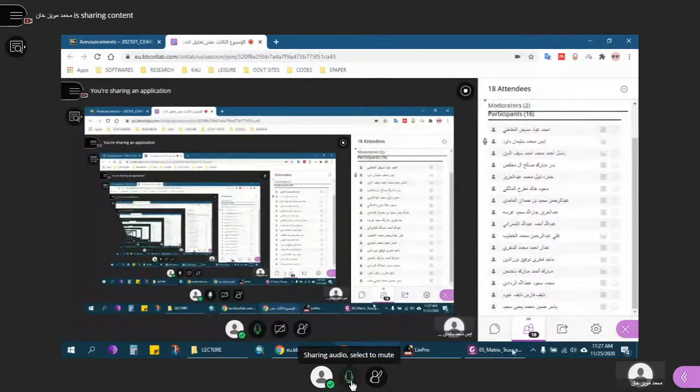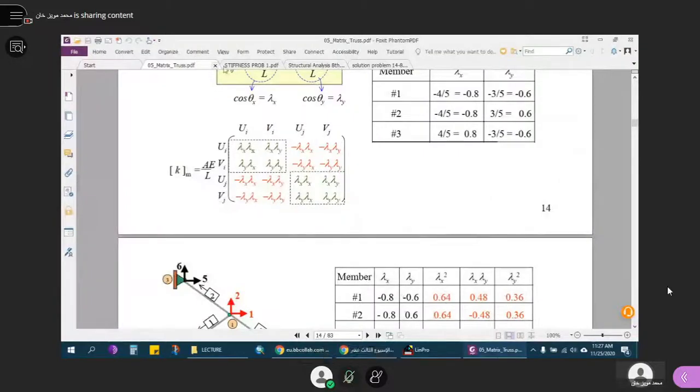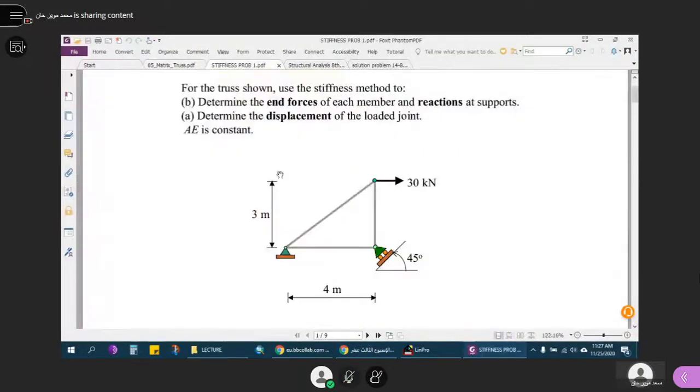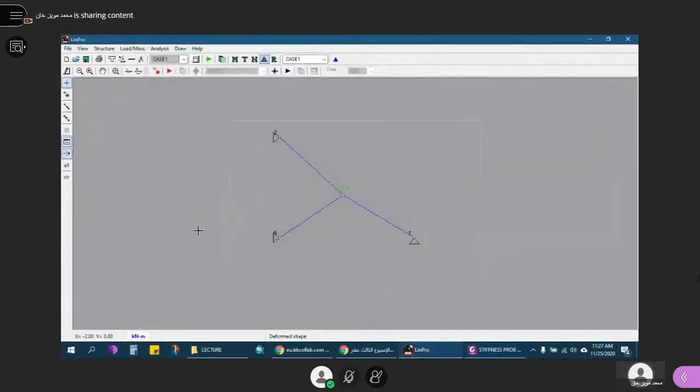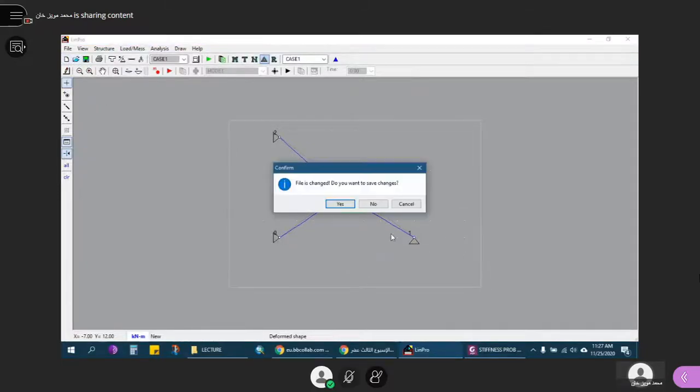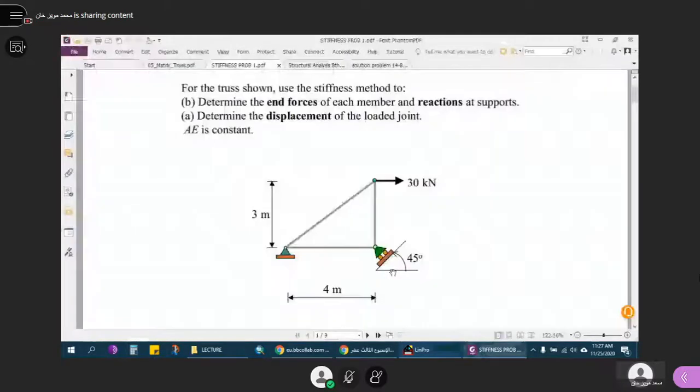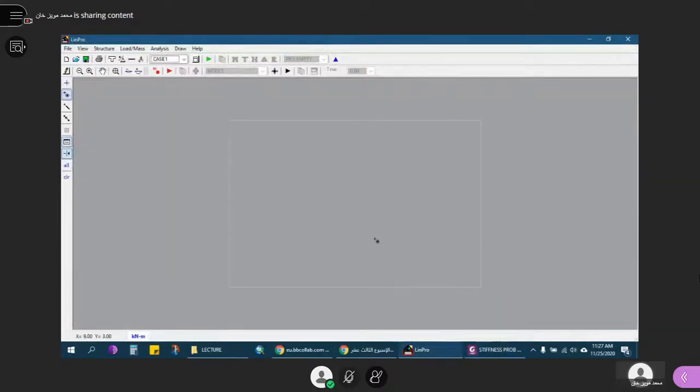All right, so let us see another problem. I have here a truss. Let me just clear this. I think I already have this. I have a truss given over here, so let me just draw this truss. I have 3, 4 at an angle distance. So make a joint.